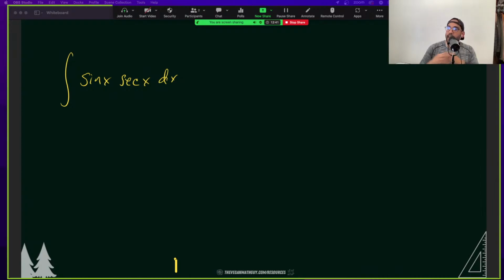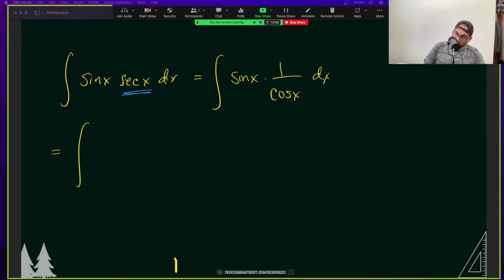Every time I see a secant x, I'm just going to go ahead and start rewriting that, because I'm hoping that's probably going to help us. If I rewrite that, secant x turns into 1 over cosine x. And that's just going to turn into sine x over cosine x dx. And now we have a beautiful fraction of sine x over cosine x.